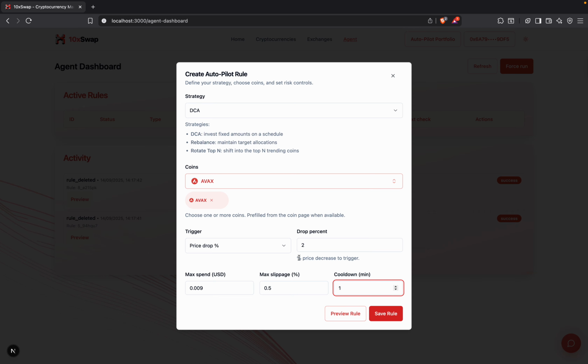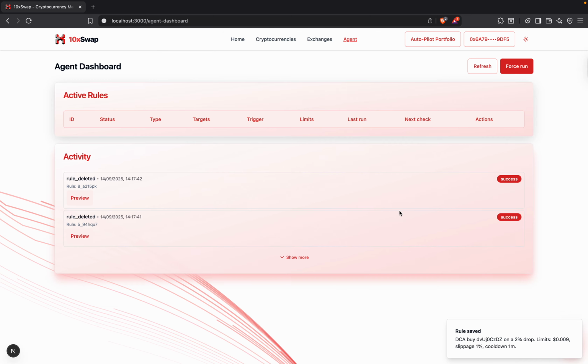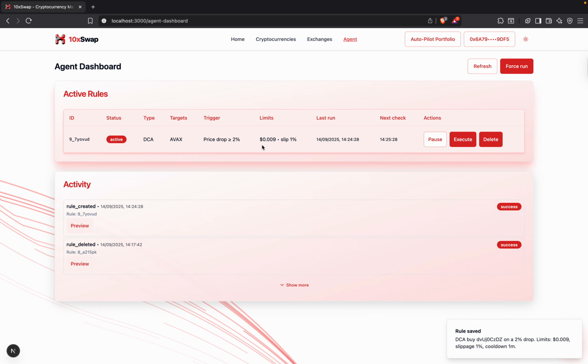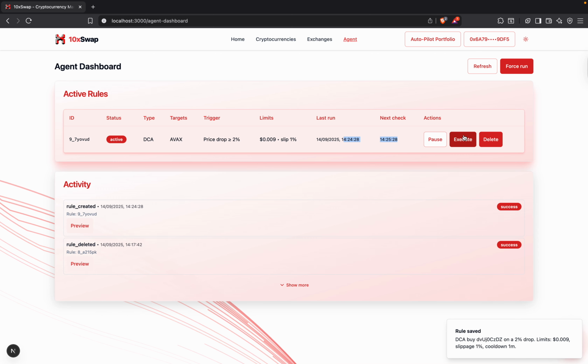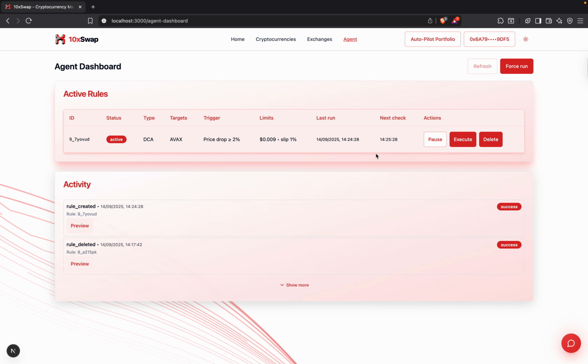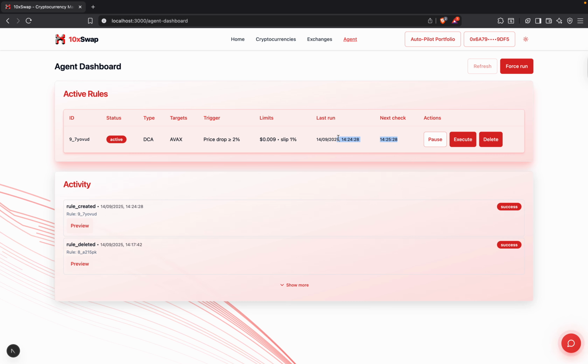He can give the max spend in USD, the max slippage, and the cooldown. So what's a cooldown? It decides how many times the epoch will run, after how much amount of time the epoch will run, again to check whether the rule he or she has created is working or not. Now, we have saved the rule. As you can see, there is the rule that we just created right now, and the status you can see is active. Now we can pause the rule, we can execute the rule, we can delete the rule, and as I said, the cooldown time is also important. We can see the last run time and the next check time. We have given a cooldown of 1 minute, so the difference between both of the epochs is also 1 minute.